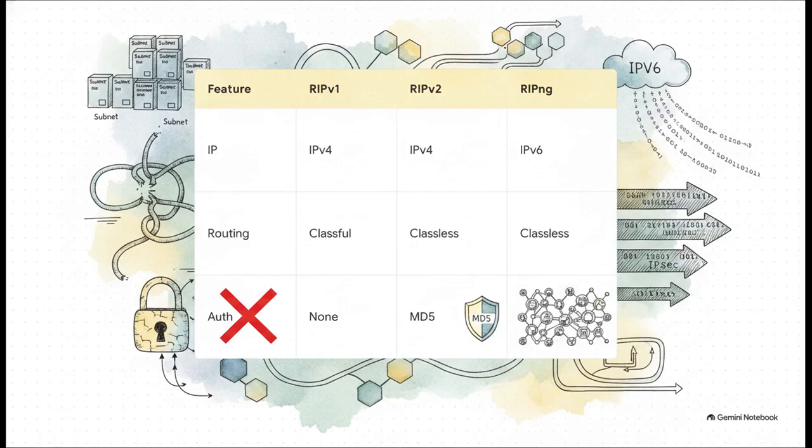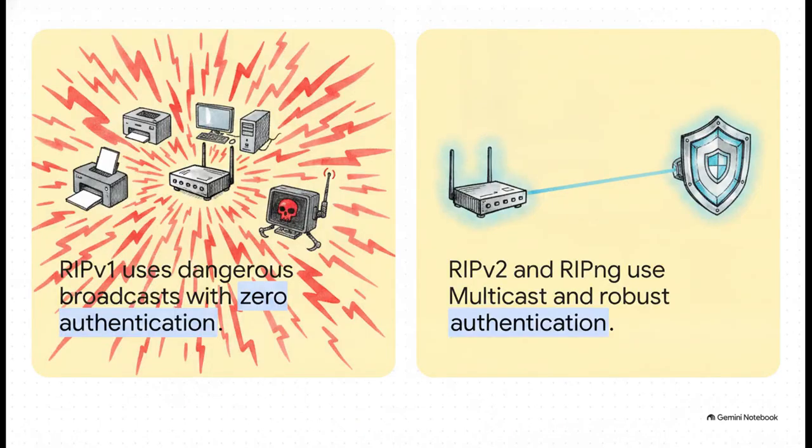And check out the authentication. This is wild. RIPv1 has 0 authentication, none. RIPv2 stepped it up by introducing MD5 for trusted neighbors, and RIPng uses the rock-solid IPsec standards built right into IPv6. Let's actually unpack that security piece for a second because it is absolutely crucial.